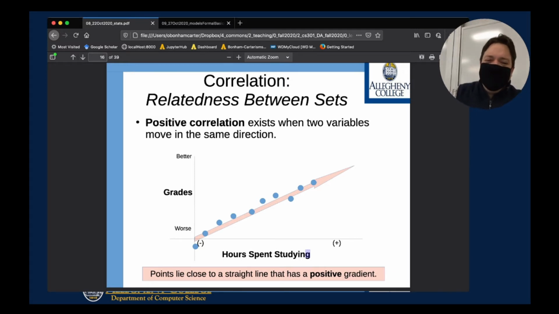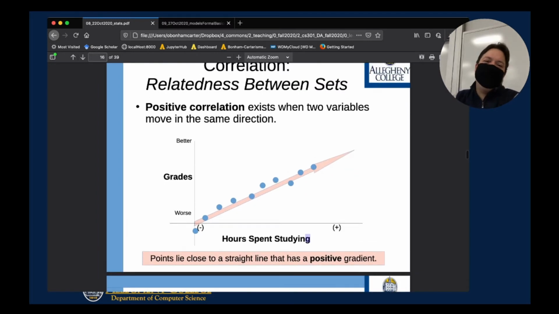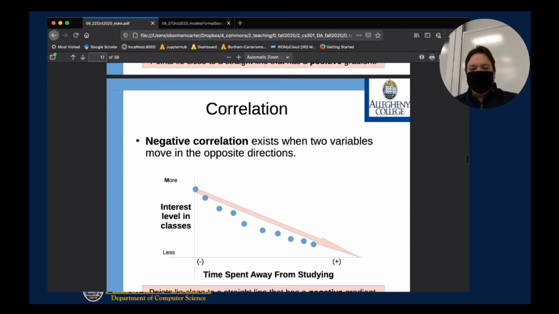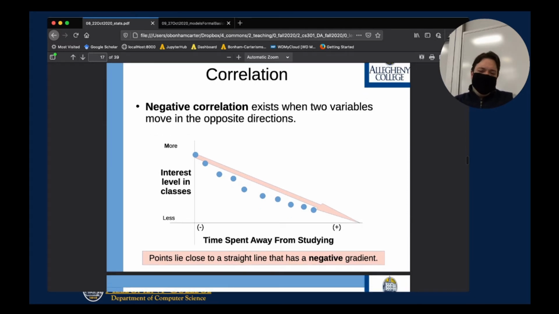So you kind of get the idea, but each point here is an x and a y, and the x is going to be the time, and the y is the grade that you got on that particular test. So I think that might help to clear things up. This is what they call a positive correlation, whereas one thing is going up, the other thing is also going up. Now, this is a negative correlation between time spent away from studying and interest level in classes.